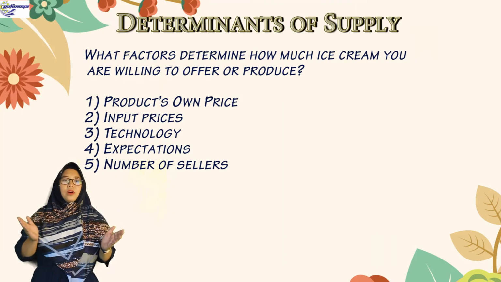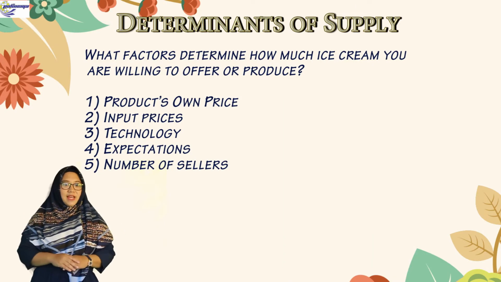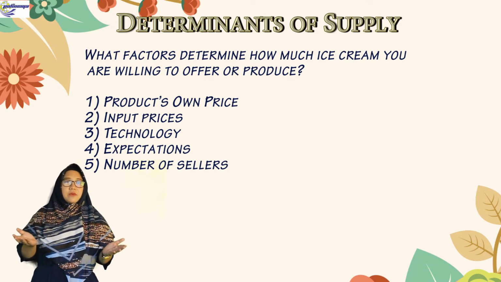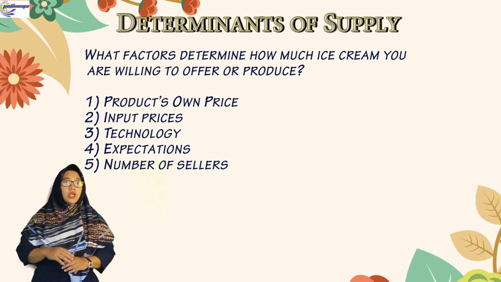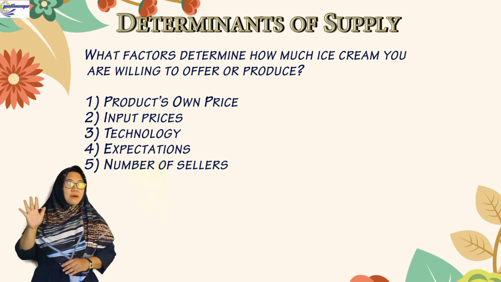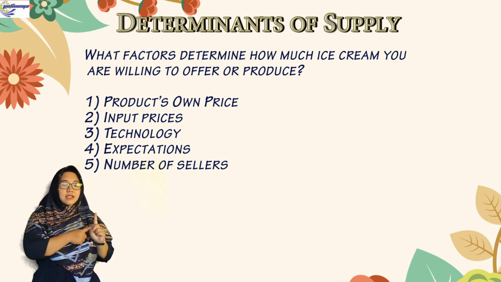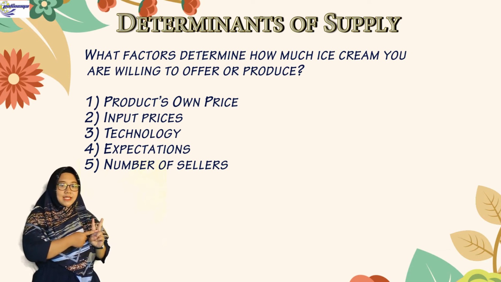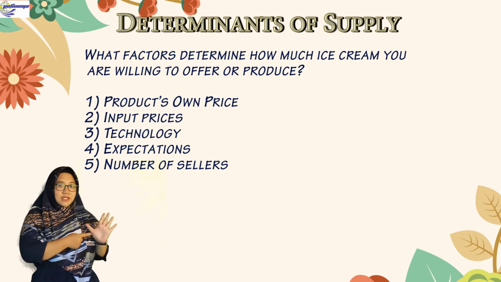And now, what are the determinants of supply? What factors determine how much ice cream you are willing to order or produce? There are 5 factors. Number 1 is the product's own price. Number 2, input prices, technology, expectations, and number of sellers.